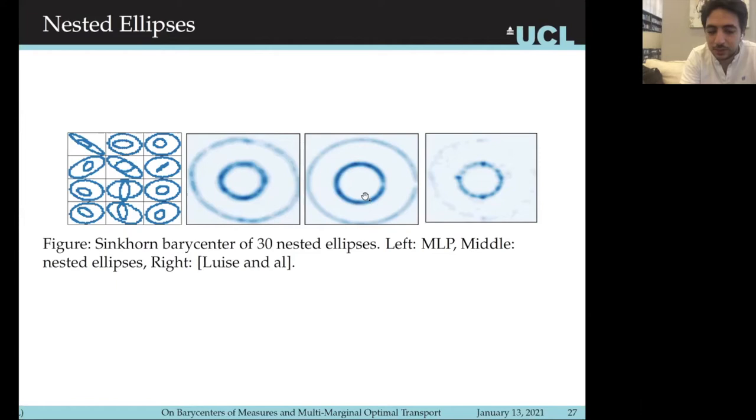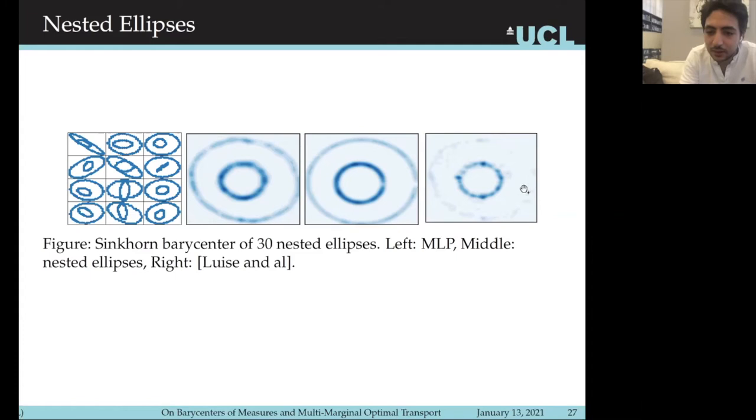And the important thing is that both these parameterizations are global. So for example, here it is going to put mass on an entire circle, and so on the two ellipses. It's not putting mass at discrete locations. And here we compare to the algorithm from Louis et al., which is a free support approach.